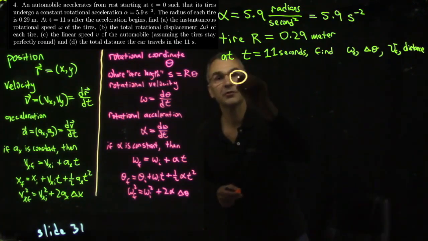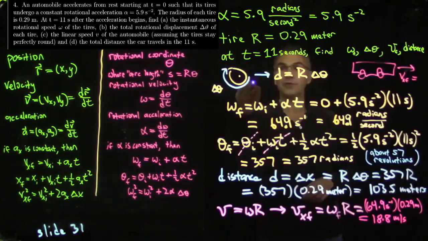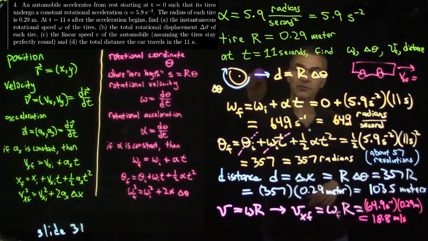Well, the car's tires do roll without slipping, so since the wheel is rolling without slipping, every time the wheel goes a distance delta theta in radians, the center of the wheel will go forward a distance r delta theta in meters. So if the wheel goes around 2 pi radians, one full rotation, the car will go forward one circumference of the tire, which is 2 pi r.